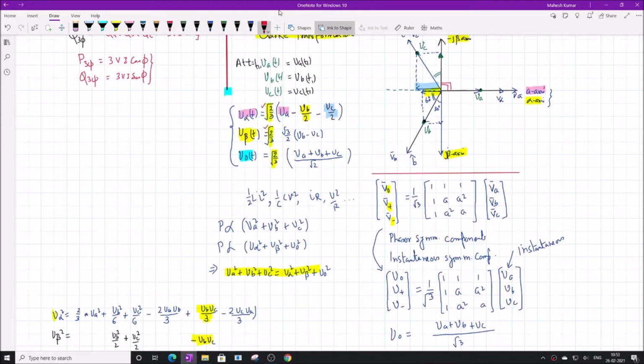Okay. To make it common 2 by 3 for V0, we also divide by square root 2. And therefore, once we prove that energy is constant, now we can express the B alpha, B beta, V0 through this 3 by 3 matrix into Ba, Bb and Bc.